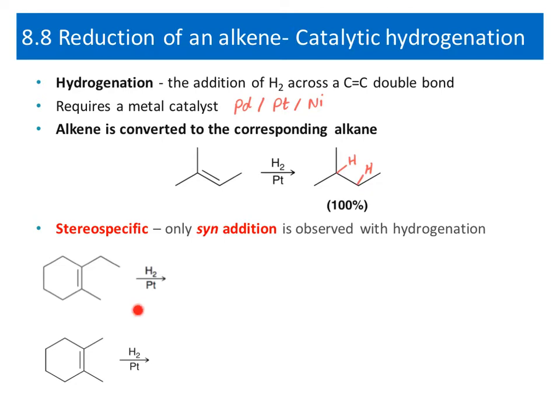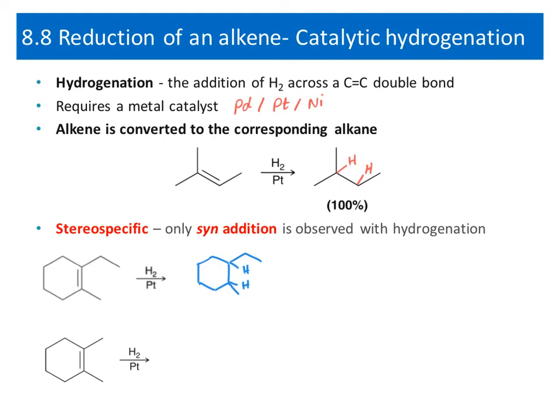Now, let's look at the first example. So I need to add molecular hydrogen across the double bond. Now, do I need to show the stereochemistry here? Yes, because this carbon and this carbon, both of them are chirality centers. So I need to show the stereochemistry.